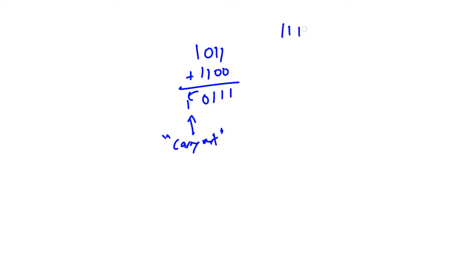So if I had 1111 and 1011, then 1 plus 1 is 0, carry the 1. 1 plus 1 plus 1 is 1, carry the 1. 1 plus 1 is 0. Carry the 1, that right there is the carry in to the last digit. And then 1 plus 1 plus 1 gives us 1, carry the 1 there. That right there is the carry out.